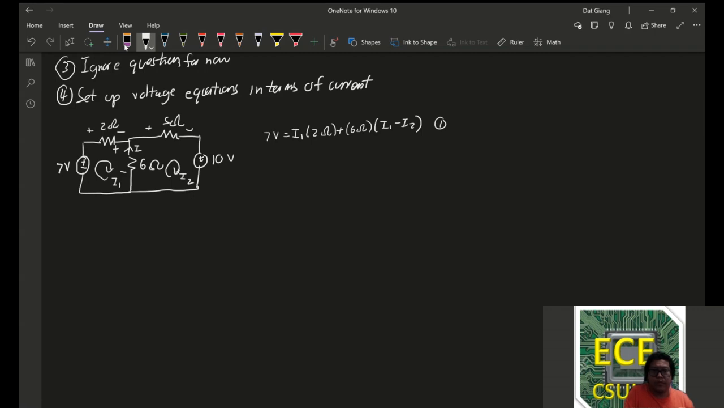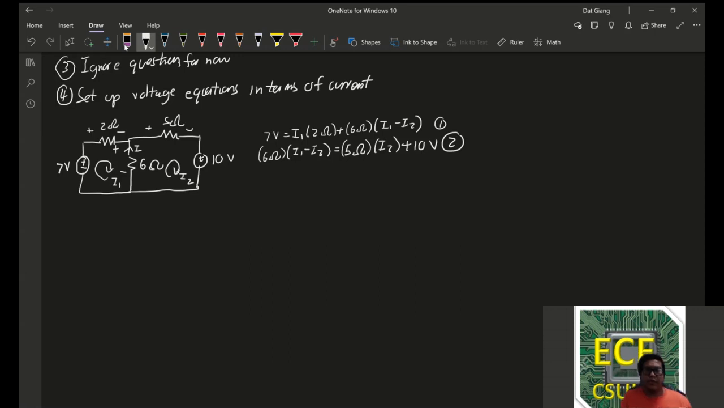Now, the second loop, we have, in this case, rise, drop, drop. So in this situation, we have 6 ohms times I1 minus I2 equal to 5 ohms times I2 plus 10 volts. And that's our second mesh equation.